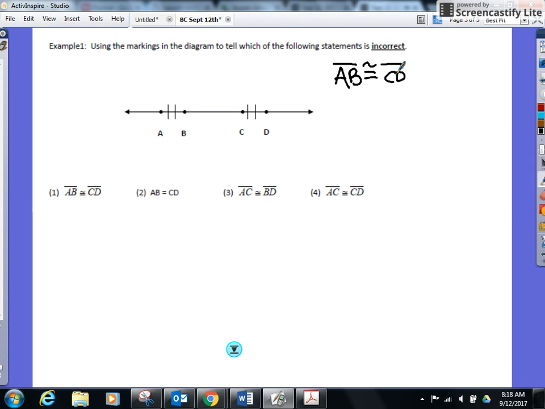Okay, so let's go through and see which one's incorrect. What do we think about 1? Is that true or false, 1? Yeah, true. I just wrote it up there, and that's what the hash marks are telling me, right? So that's a true statement. We're looking for the incorrect one.